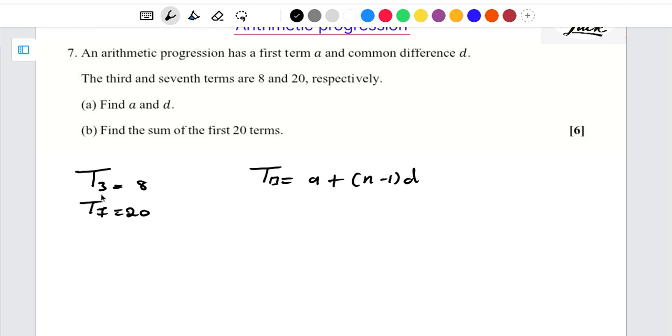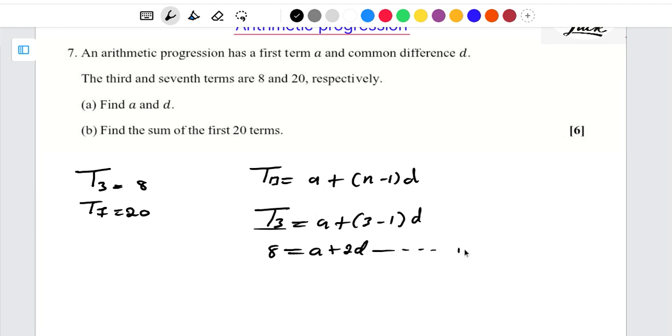So the value of n here is 3 if you want to come up with the first equation. Term number 3 is going to be equal to A, which we don't know, then the value of n is 3, then the value of D we don't know. We know that term number 3 is equal to 8, so in the place of what we have here, you can just put 8. And this is going to be equal to A plus (3 minus 1), which is 2, 2 multiplied by D, that is 2D. So this is going to be our first equation.